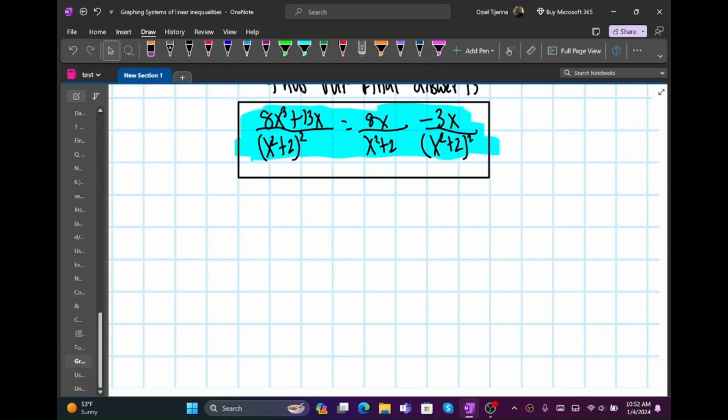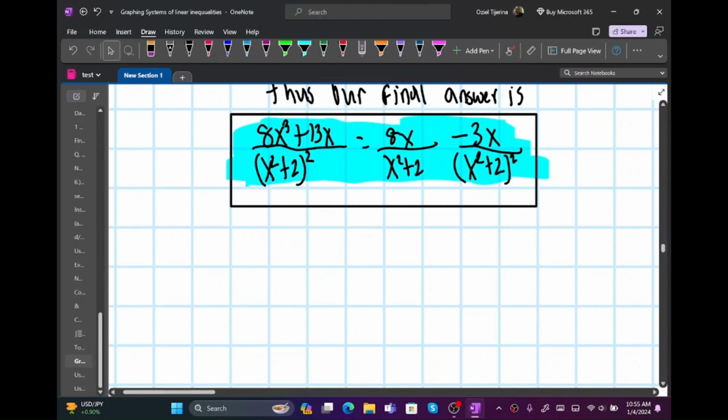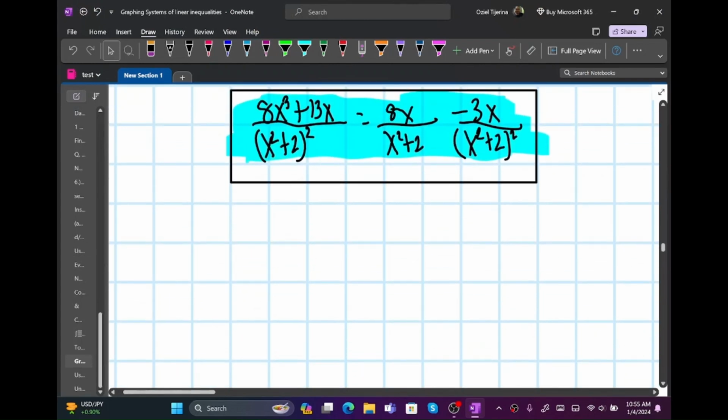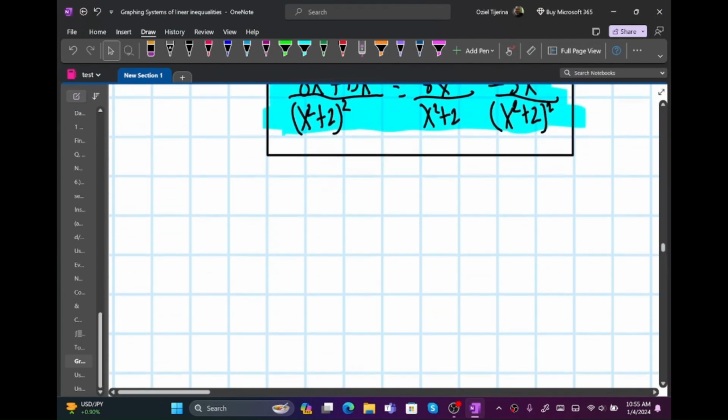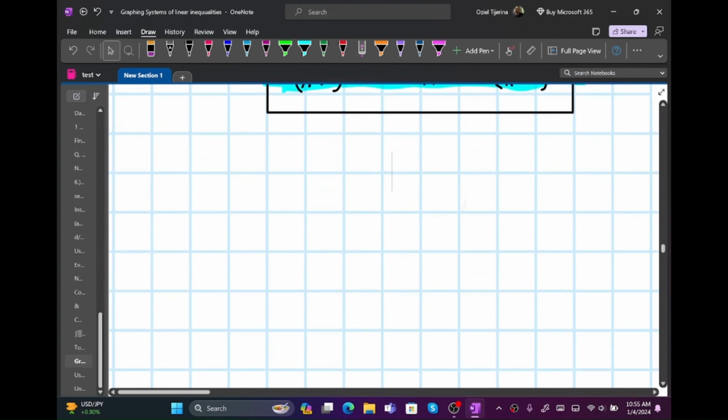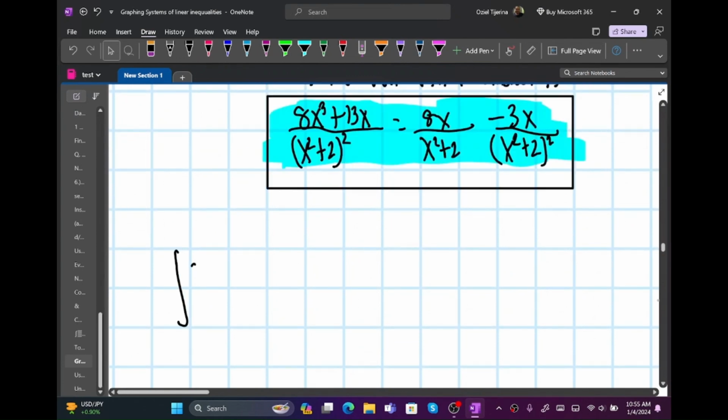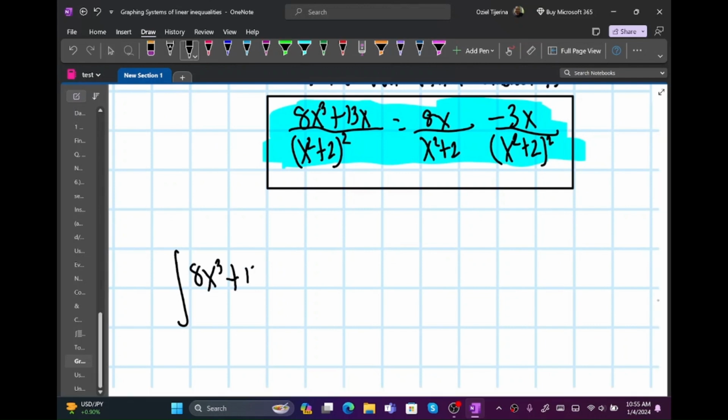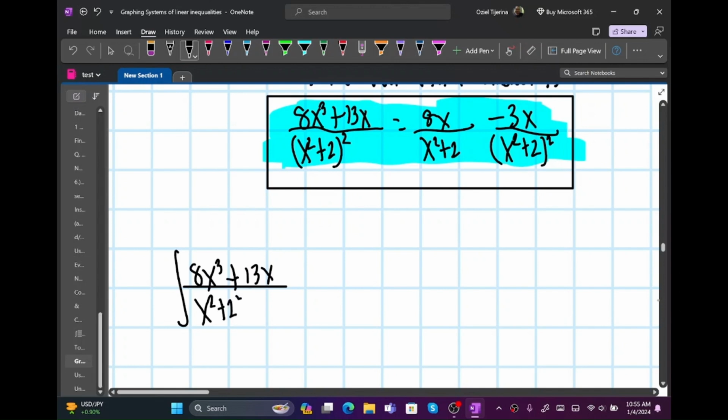But in this video, we are going to continue with the problem, and this time we're going to actually integrate the expression and finish our problem. We're going to rewrite the integral. So here we just had the following, and let me rewrite it here. The integral of 8x cubed plus 13x over x squared plus 2 quantity squared dx.